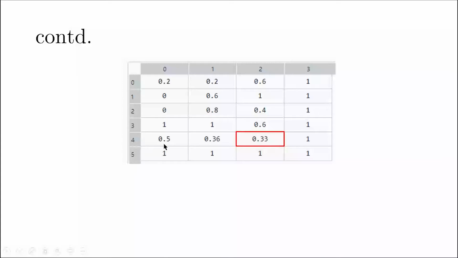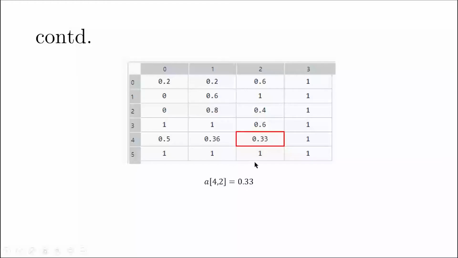We look at the row index, which is 4, and the column index, which is 2. Now if I write the variable name, let us say a, and in square brackets 4, 2, and hit enter, you would get 0.33. So that's one way in which you can locate a particular element.